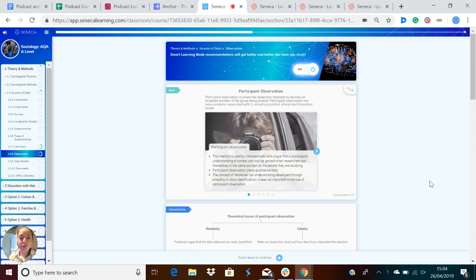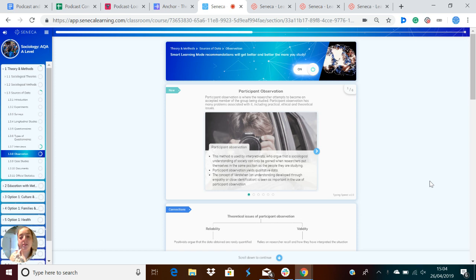I'm going to look at observation for you as a source of data for sociological research. Participant observation is where the researcher attempts to become an accepted member of the group being studied. This has many problems associated with it, including practical, ethical, and theoretical issues.